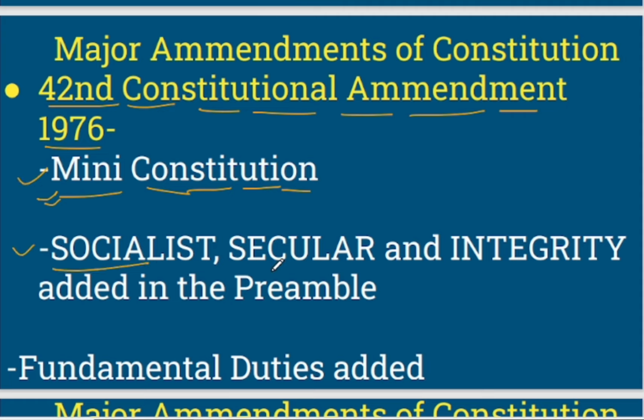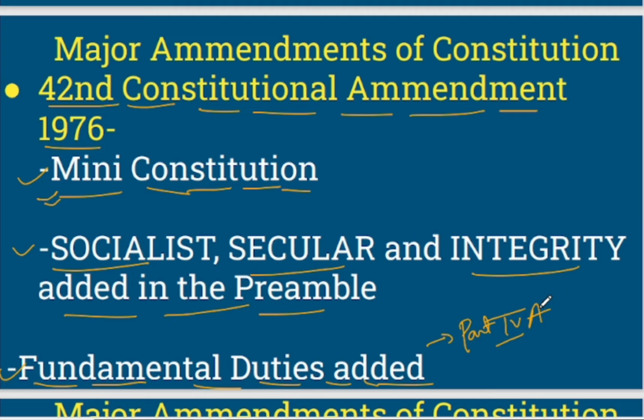Through this act, the words socialist, secular, and integrity were added in the preamble. Very important. Before 1976, the words socialist, secular, and integrity were not there in the preamble. So this is important to know. This act also added fundamental duties. Before 1976, there were no fundamental duties in the Indian Constitution. Fundamental duties are in Part 4A of the Indian Constitution. The article for fundamental duties is 51A. Very important. Now let's move to the next slide.